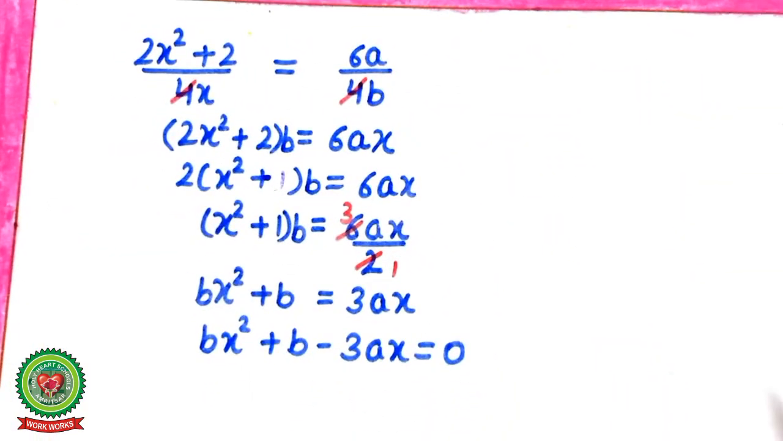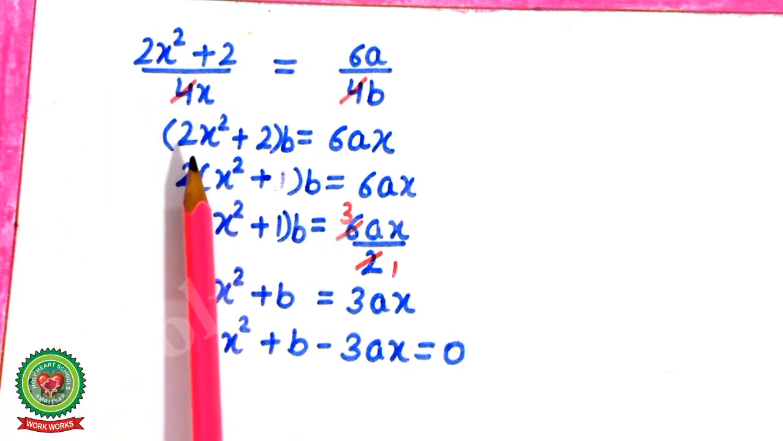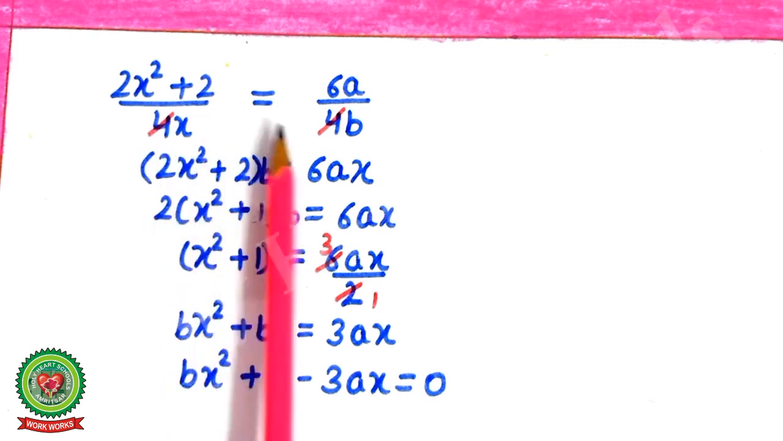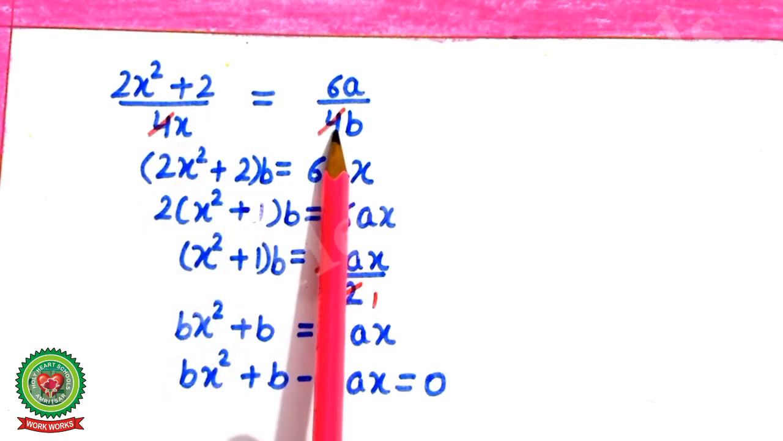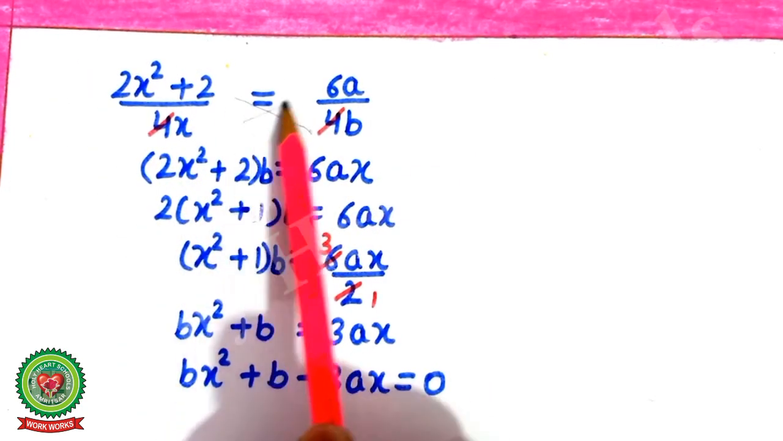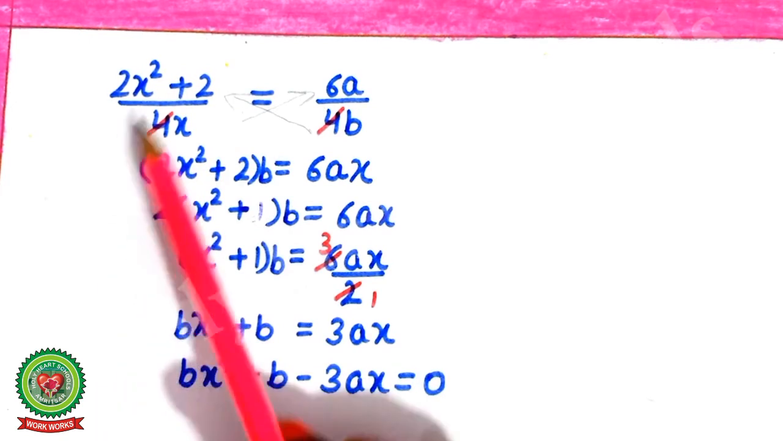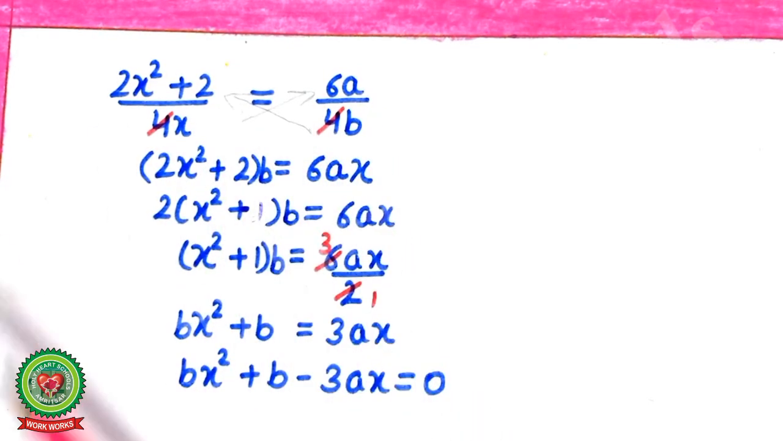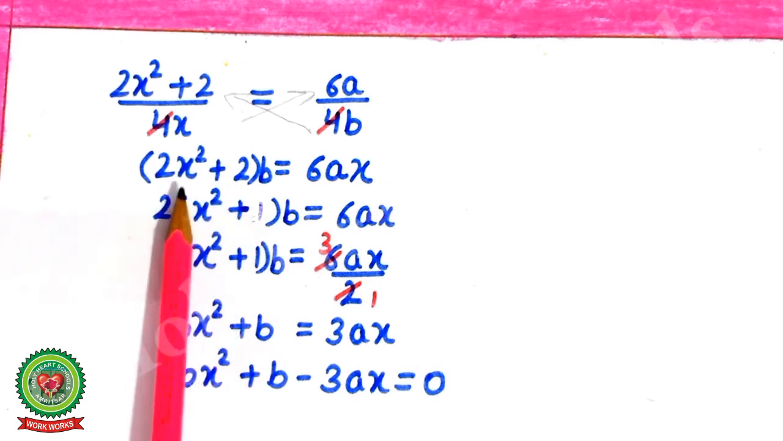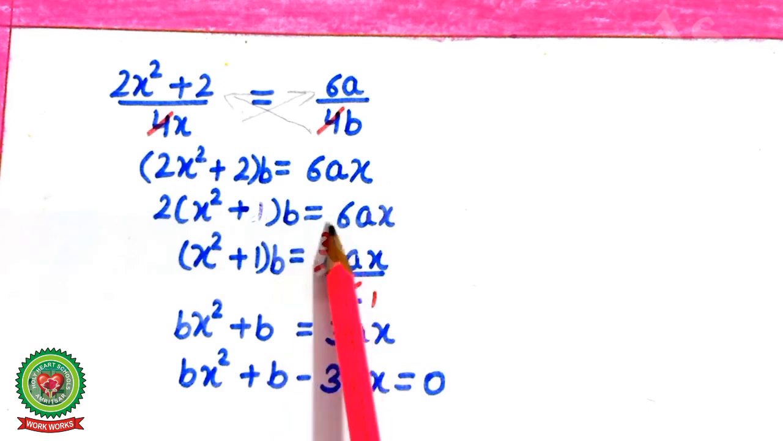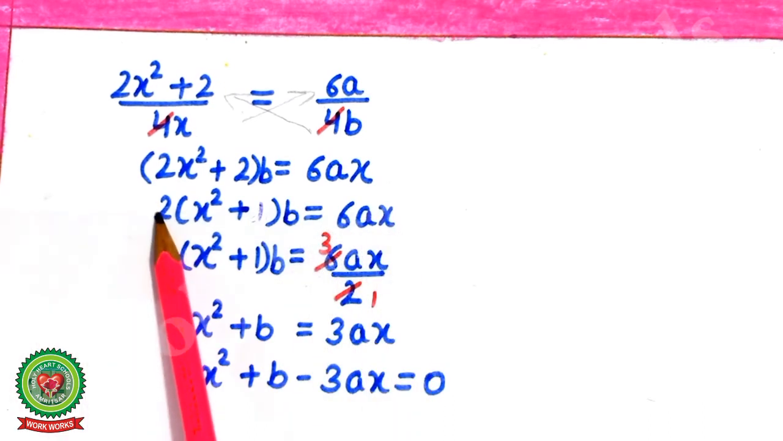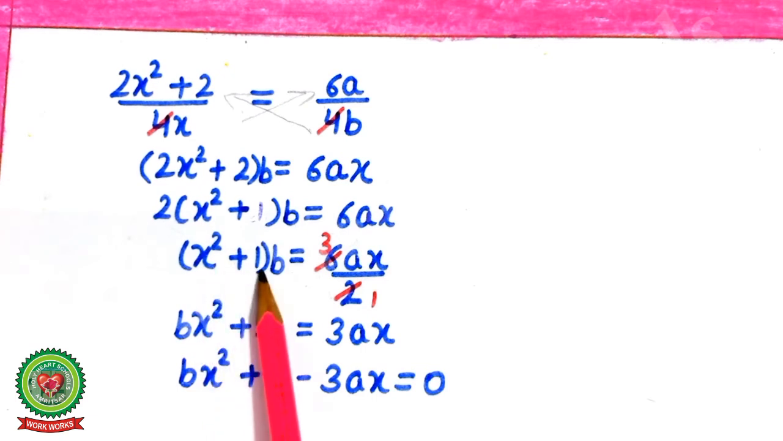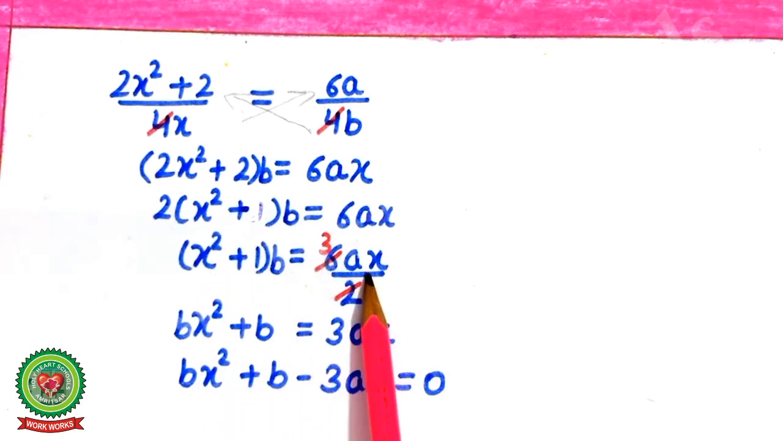So after solving this, value is 2x square plus 2 upon 4x is equals to 6a upon 4b. Now from here in the denominator 4 is same, so 4 is finished from here. So we have to do cross multiply from here. So after cross multiply, value is 2x square plus 2 multiply b is equals to 6a into x. From left hand side 2 is common. So value is 2 into x square plus 1 into b equals to 6ax. So from here after shifting and cutting, answer is 3 after cutting. So value is x square plus 1 into b equals to 3ax now.